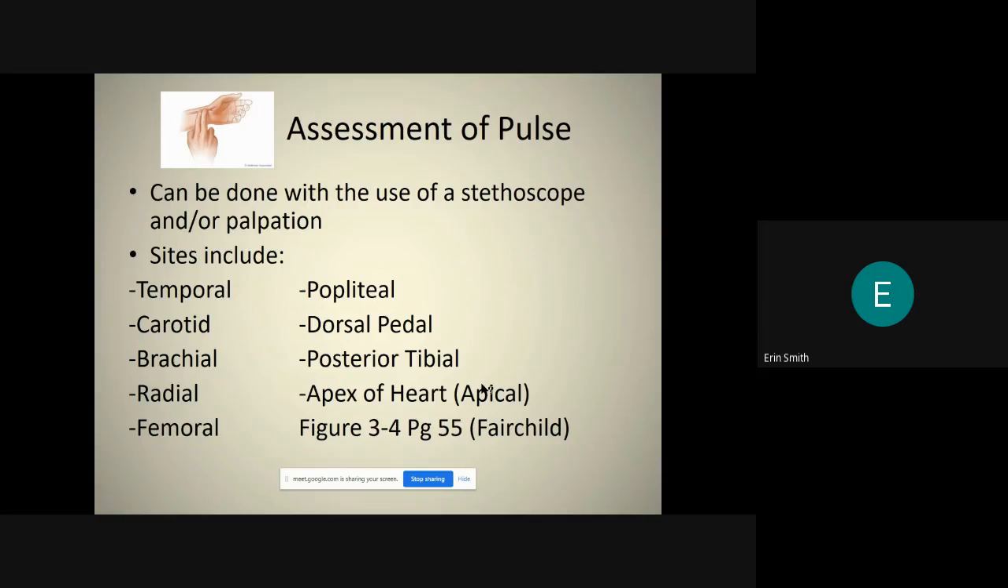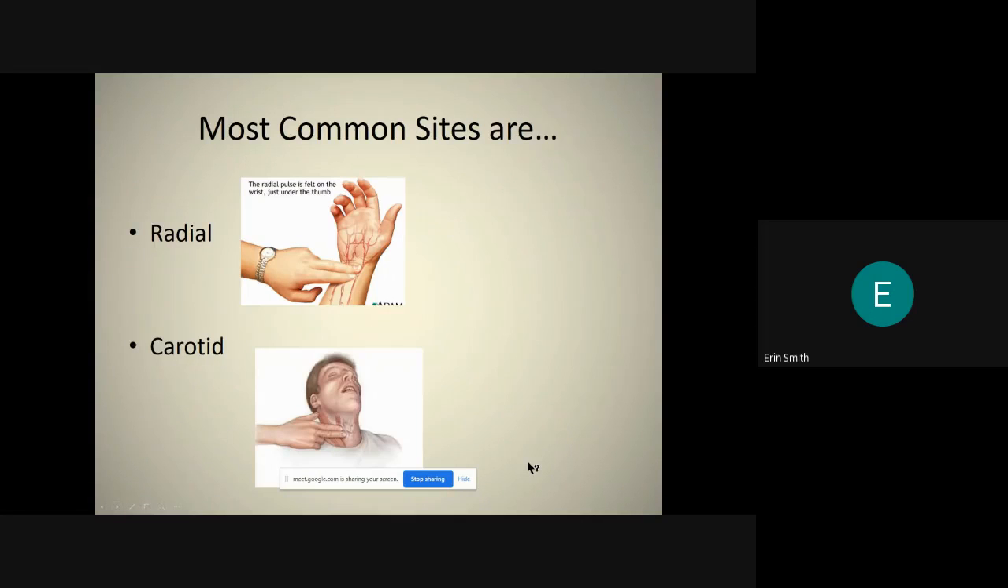So in your book, in the Fairchild book, figure 3-4 on page 55 has a great picture of all the different areas that you could potentially take a patient's pulse. A lot of times I will see nursing taking that dorsal pedal pulse when they're doing their assessment on the patient. But clinically, from our standpoint, probably the most common sites would be the radial and the carotid. So those are the sites we're going to pretty much focus on for this class when you are practicing taking the pulse on your lab partner.